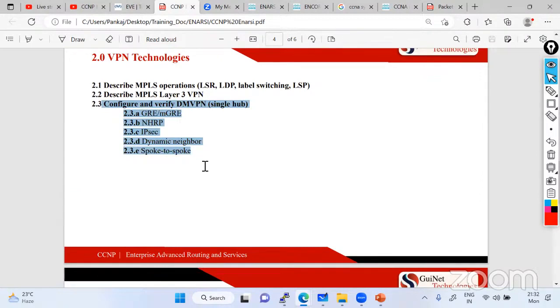What is the dynamic neighbor, hub to spoke tunnels, spoke to spoke tunnel, how these all are going to work? What is DMVPN Phase 1, what is DMVPN Phase 2, how do these all happen, and how does the configuration happen? These all we are going to cover in our syllabus, and we'll discuss them in great detail.